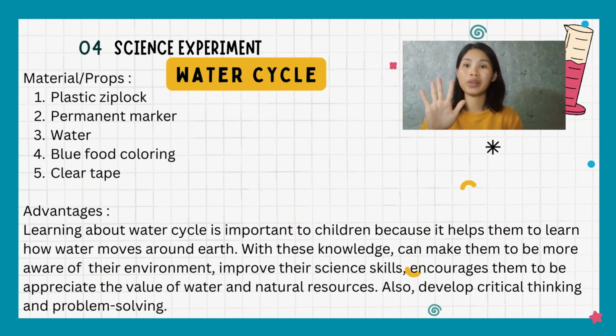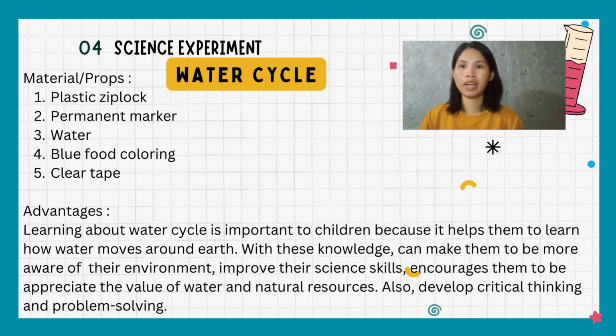There are five materials needed to conduct this experiment: plastic ziplock, permanent marker, water, blue food coloring, and clear tape. After the teacher is done preparing all the materials, the teacher can start the experiment with the children.